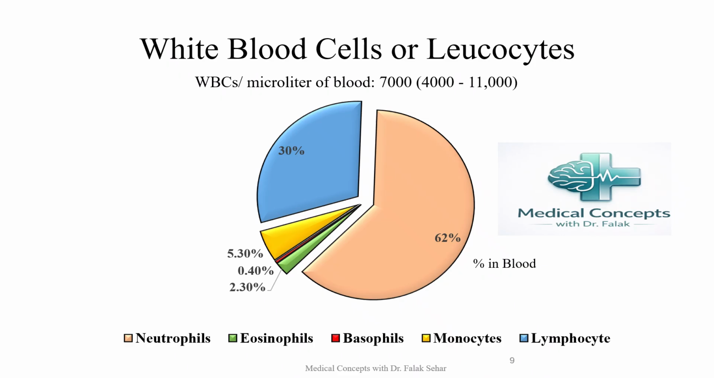Now let's look at the normal distribution in the blood. The normal total white blood cell count is approximately 7,000 cells per microliter of blood, with a normal range of 4,000 to 11,000 cells per microliter. Neutrophils are the most abundant leukocytes, making up about 62% of all white blood cells. Lymphocytes account for about 30%. Monocytes make up around 5.3%. Eosinophils account for 2.3%. Finally, basophils are the least common at only 0.4%. Remember these percentages as they are frequently tested in physiology and form the basis for interpreting the differential leukocyte count in clinical practice.